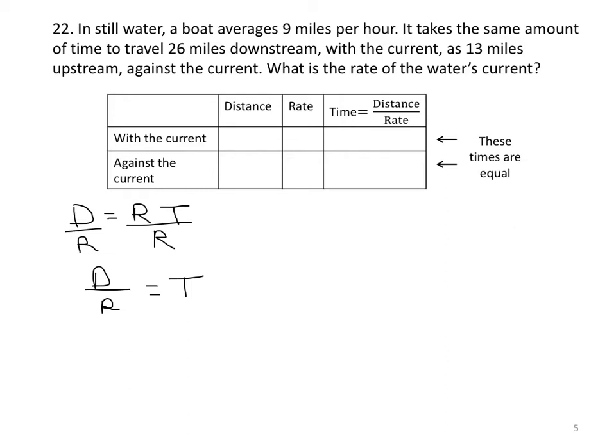In still water, a boat averages 9 miles per hour. It takes the same amount of time to go 26 miles downstream with the current as 35 miles upstream against the current. What is the rate of the water's current? So let's call C, let's let C stand for current.